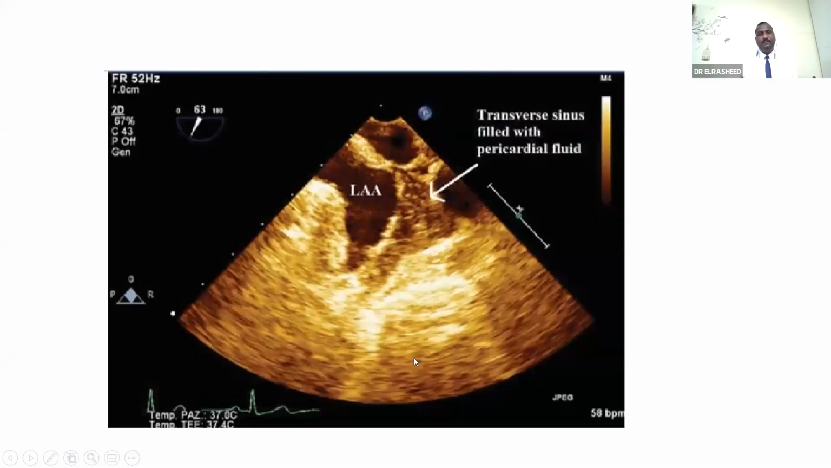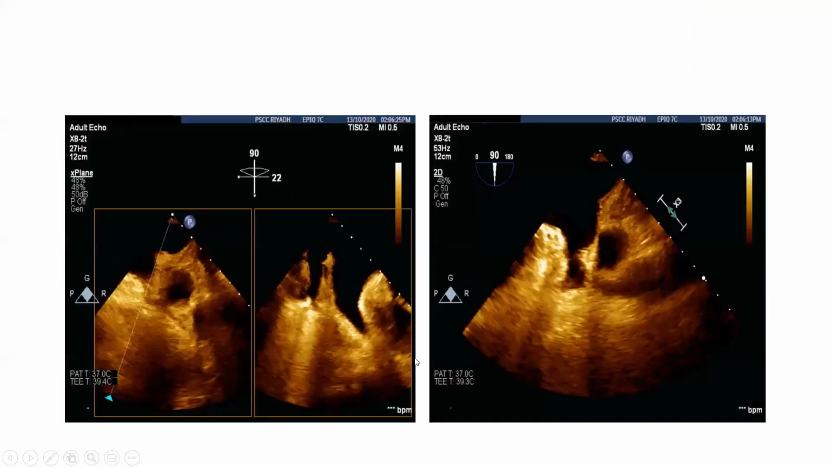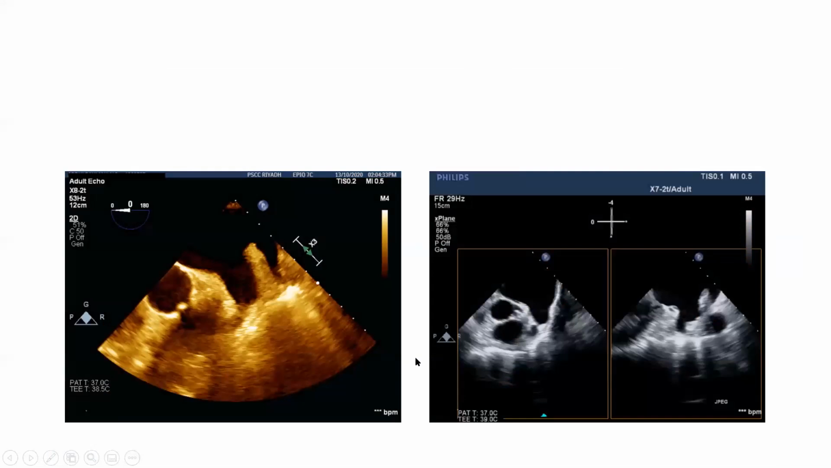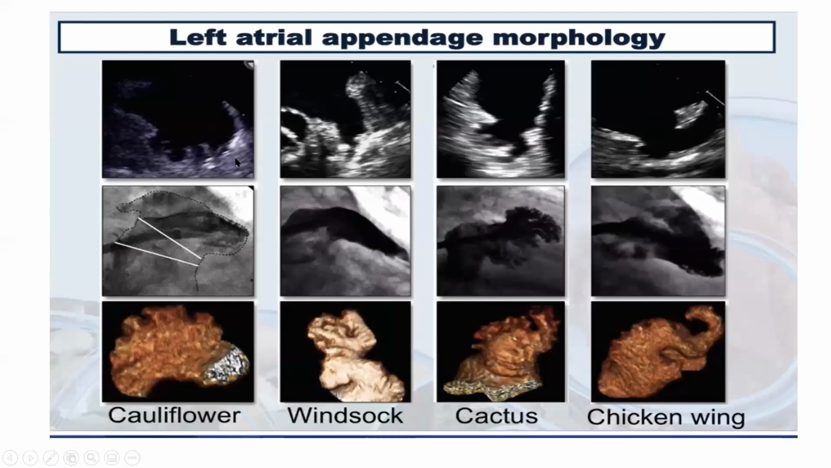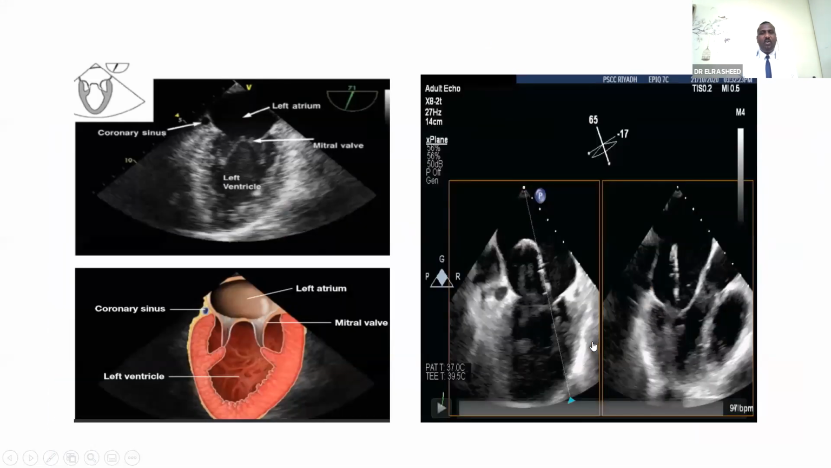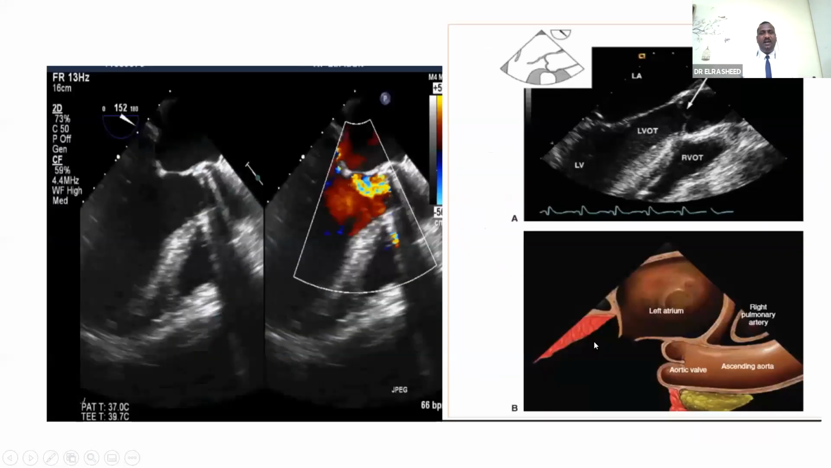Okay. Thank you. Welcome. This is all the types of the appendage, cauliflower and chicken wing. And okay, I hope that you get benefit from this lecture. TEE is a very strong tool. You have to use it in Sudan. You have to use it.